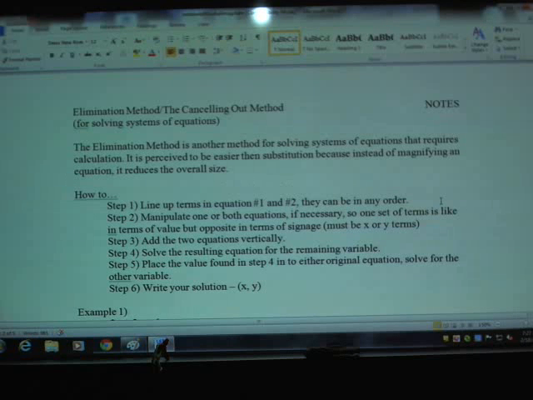The 8th grade notes for elimination method, or the canceling out method, begin with an explanation. We're continuing to work through that process of solving a system of equations. A system of equations for us right now is two equations in the same problem with two variables, x and y. And we're solving for x and y. X and y solutions here are the values that we can plug into both equations at the same time to make the left side equal the right side.